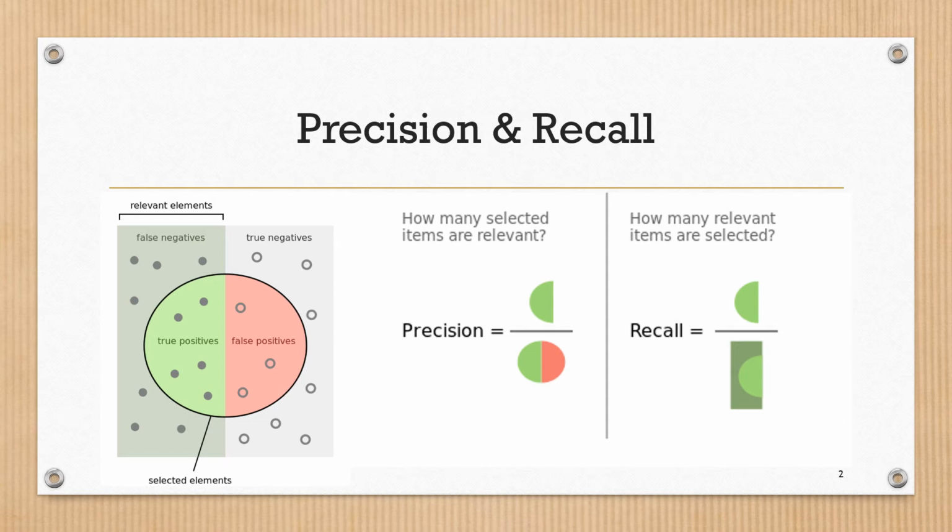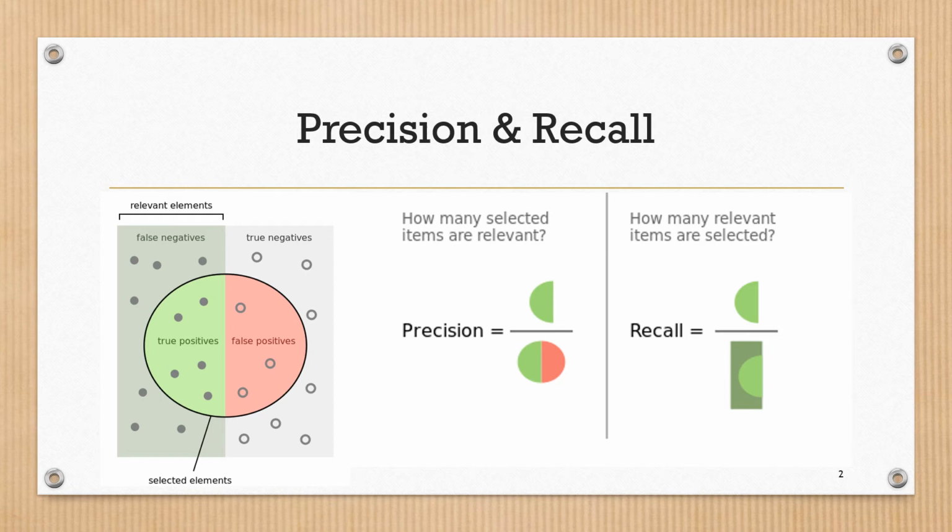When a classification algorithm correctly predicts a dark dot as a relevant object, it is considered a true positive, as shown in green. When the classification algorithm incorrectly predicts a dark dot as an irrelevant object, it is considered a false negative, as shown on the dark dots outside of the circle.